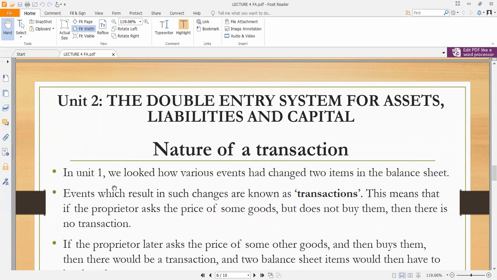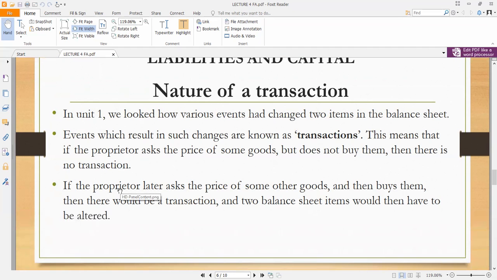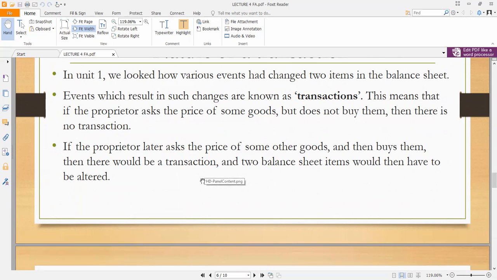This means that if the proprietor asks the price of some goods but does not buy them, then there is no transaction. That should be very clear for any business. If a person comes, asks for a price and doesn't buy, that is not a transaction. It becomes a transaction when a person actually buys, when you receive the money, a transaction has occurred.